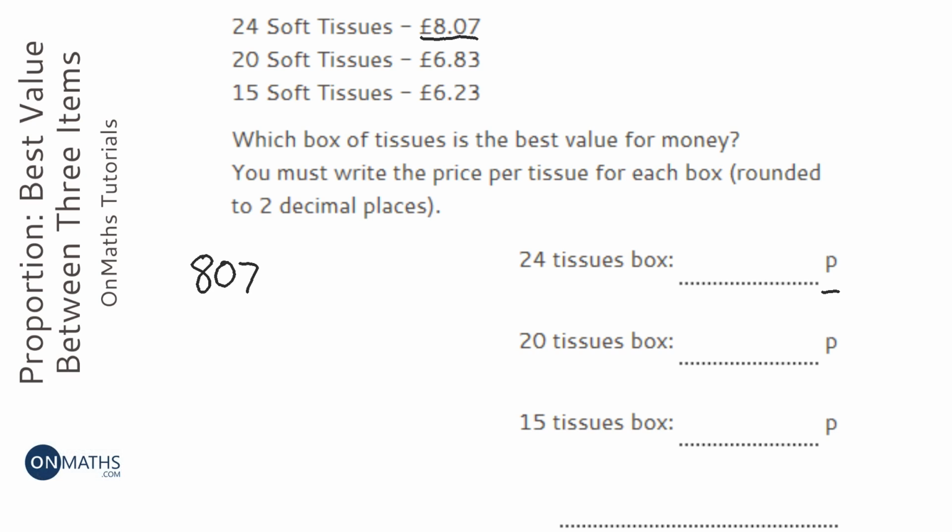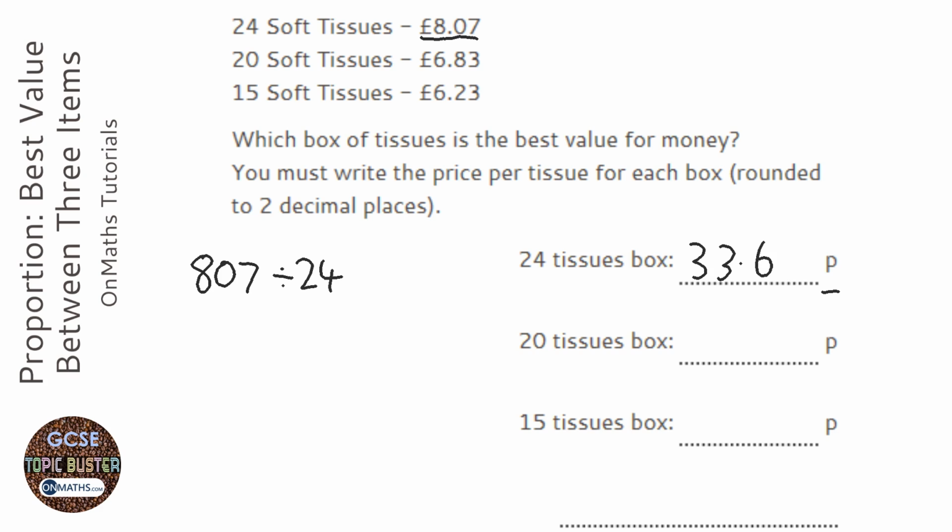And to work out the price per tissue, I'm going to divide that by the amount of tissues. So divide it by 24. So 807 divided by 24, and that is 33.625, so that would be 33.63 to 2 decimal places, which it asks us to do in the question.